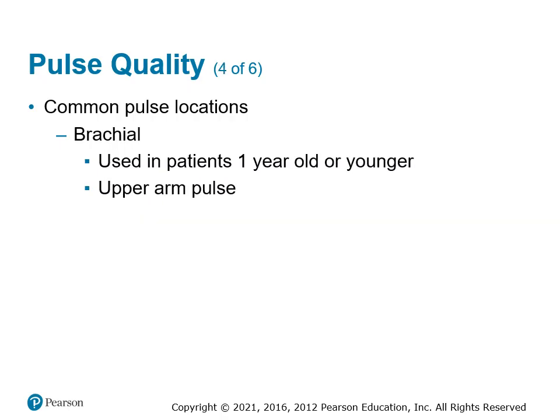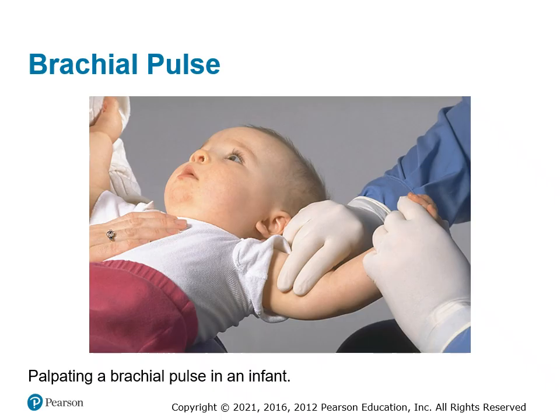Our next pulse location might be the brachial pulse, and this is where you check the pulse in a 1-year-old or less than 1-year-old, and it's in the upper arm. These are a little bit more difficult to find. You've got to put your fingertips a little bit deeper past that muscle to be able to feel the artery. And here's where you would check a brachial pulse in an infant.